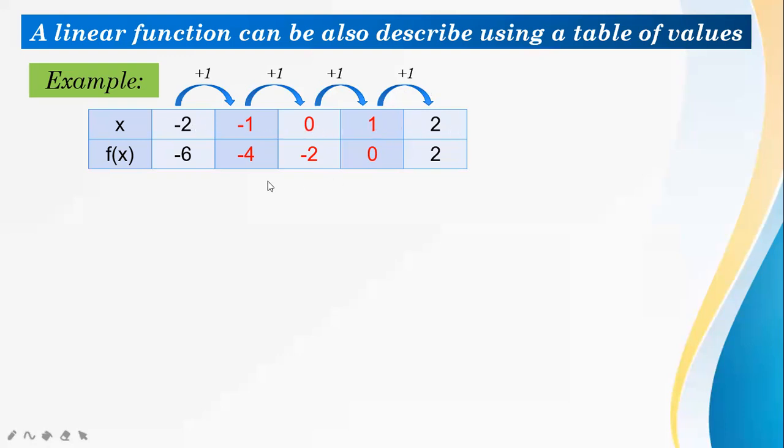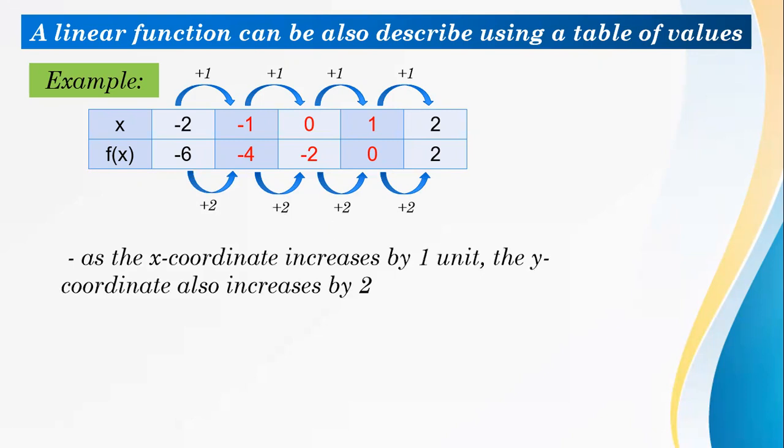And how about the f of x? Now, if you observe, we have negative 6, then negative 4, then negative 2, 0, and 2. So therefore, we add positive 2. Negative 6 plus 2 is negative 4. Then another positive 2, negative 4 plus positive 2 is negative 2. Then 0, then 2. You add 2.